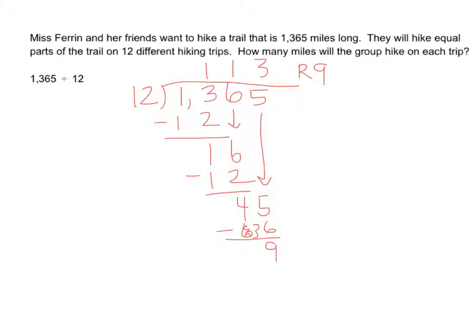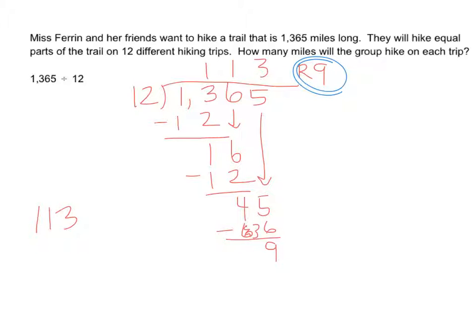Now with miles, I can split that up. So I know that, for example, every trip is going to be 113 miles, which is a lot of miles on each trip. What are we thinking? Oy, maybe we need to rethink this trip. So every trip will be 113 miles, but then we have these 9 miles left over.